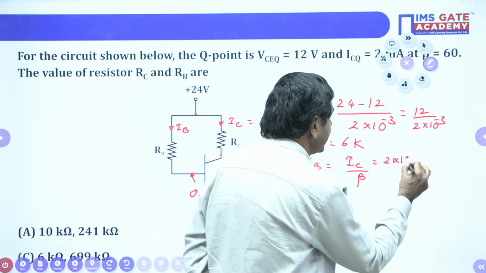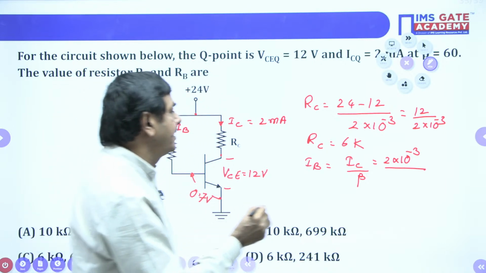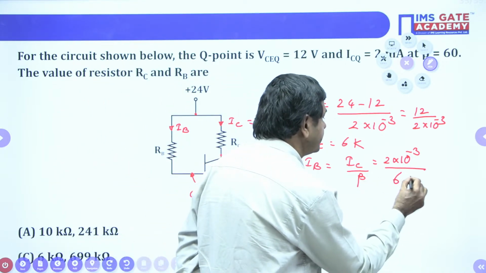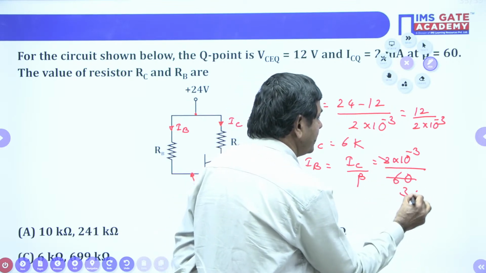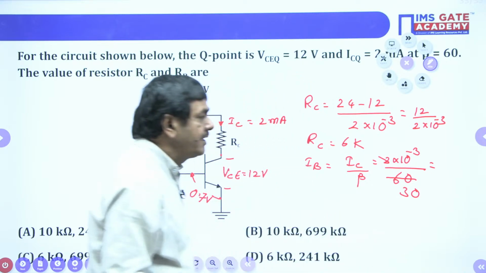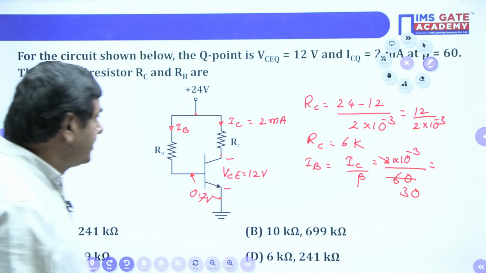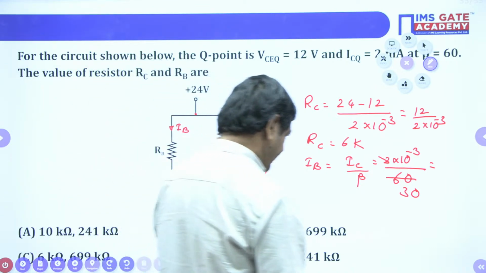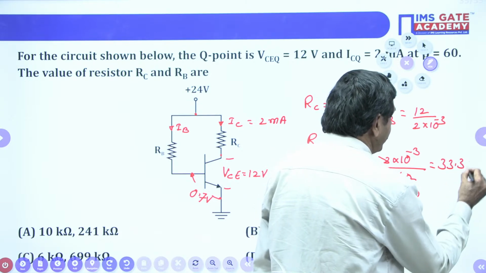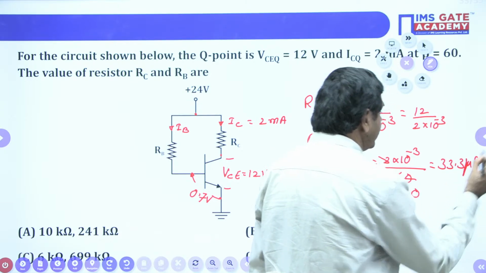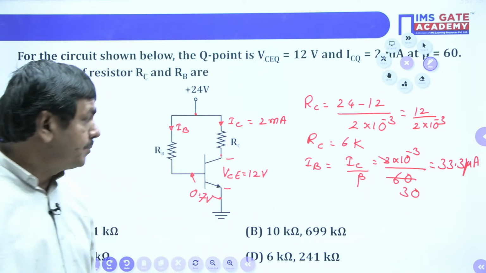2 into 10 power minus 3, and beta is given as 60. So I can cancel 2 and 60 to 30. Use a calculator. How much IB will you get? IB comes as 33.3 microamperes. If you use a calculator, 33.3 microamperes of current is going to pass.